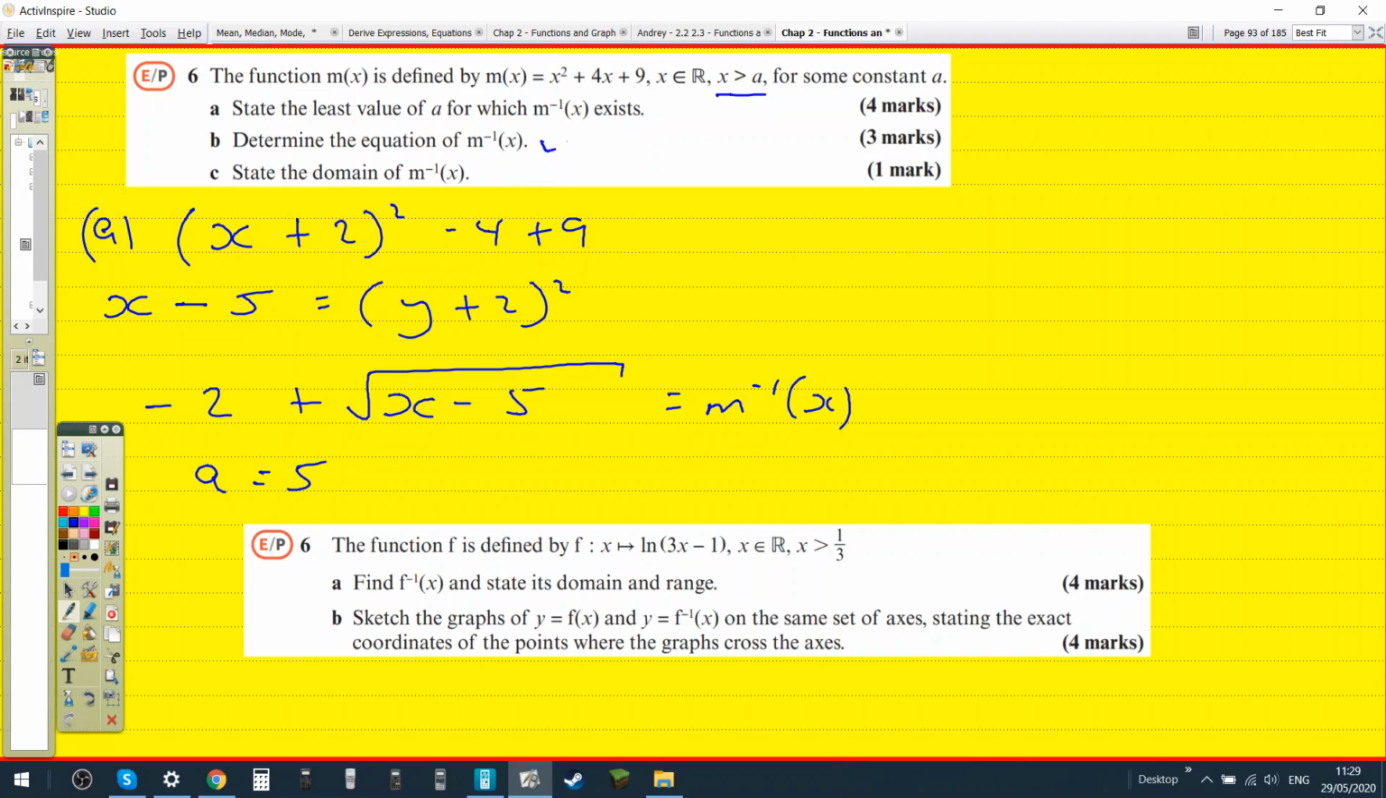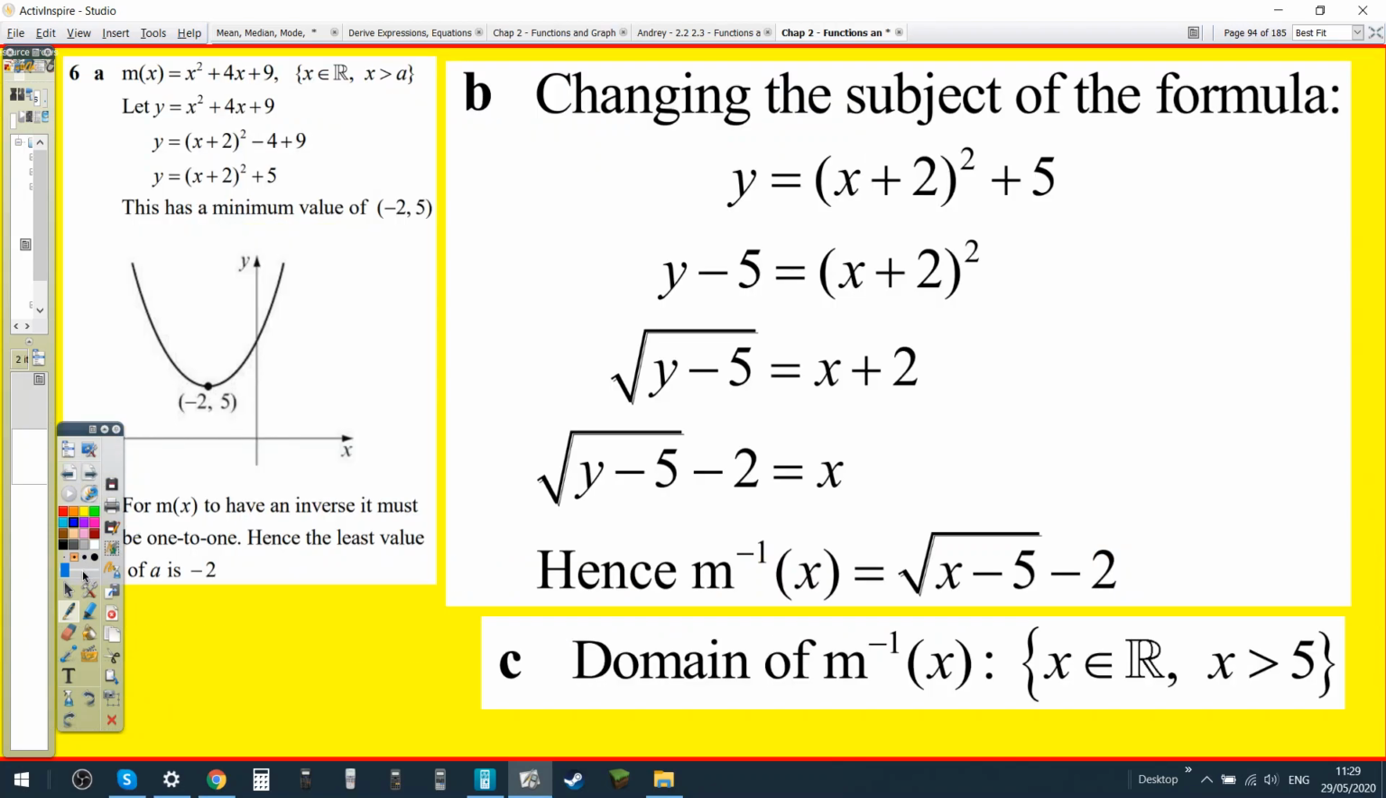Determine the equation of that one. We did that. And then state the domain of this one. Is that not the same thing? Maybe. Take a look. Changing the subject, we get this one. The domain of it is x is greater than 5. And x is an element of real numbers.